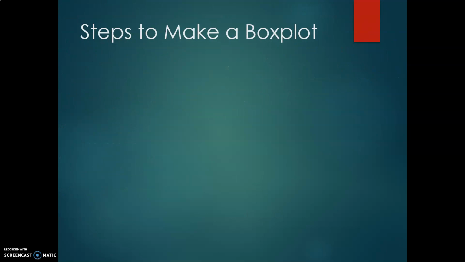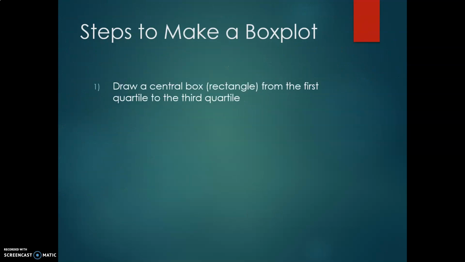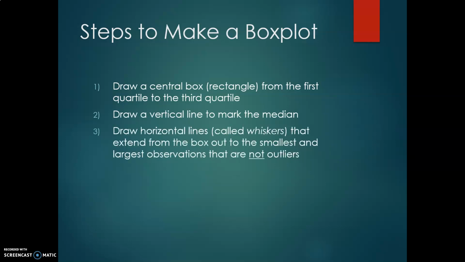Now, steps to make a box plot. Okay, number 1, you're going to draw a central line, on a number line, for the first quartile to the third quartile. Okay, and then you're going to draw a vertical line to mark the median. You're going to draw a horizontal line that's called a whisker that extends the box out to the smallest and largest observations that are not outliers.